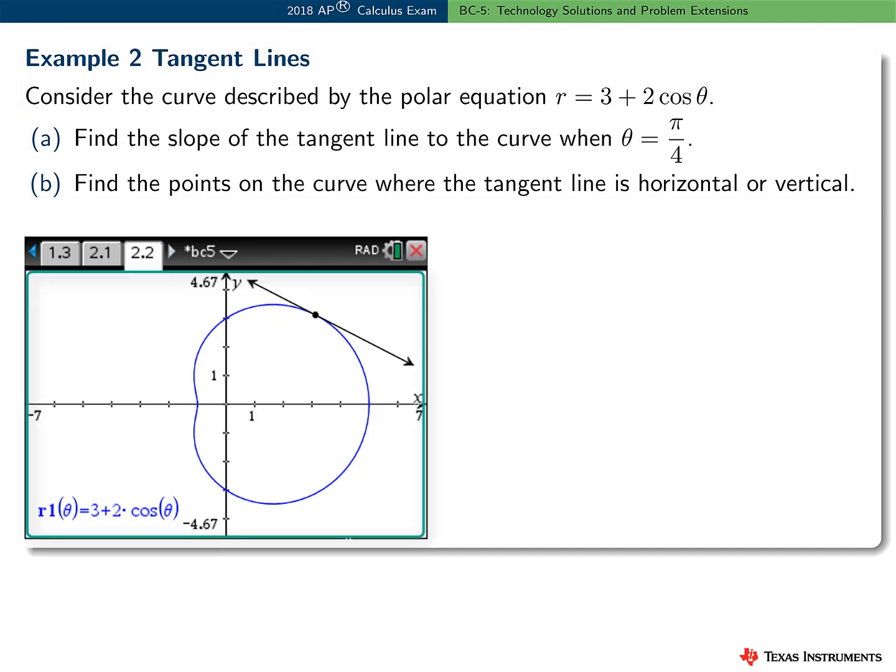And to visualize Part A, I sketched the graph of the polar equation on the TI-Nspire, and I added a graph of the tangent line.